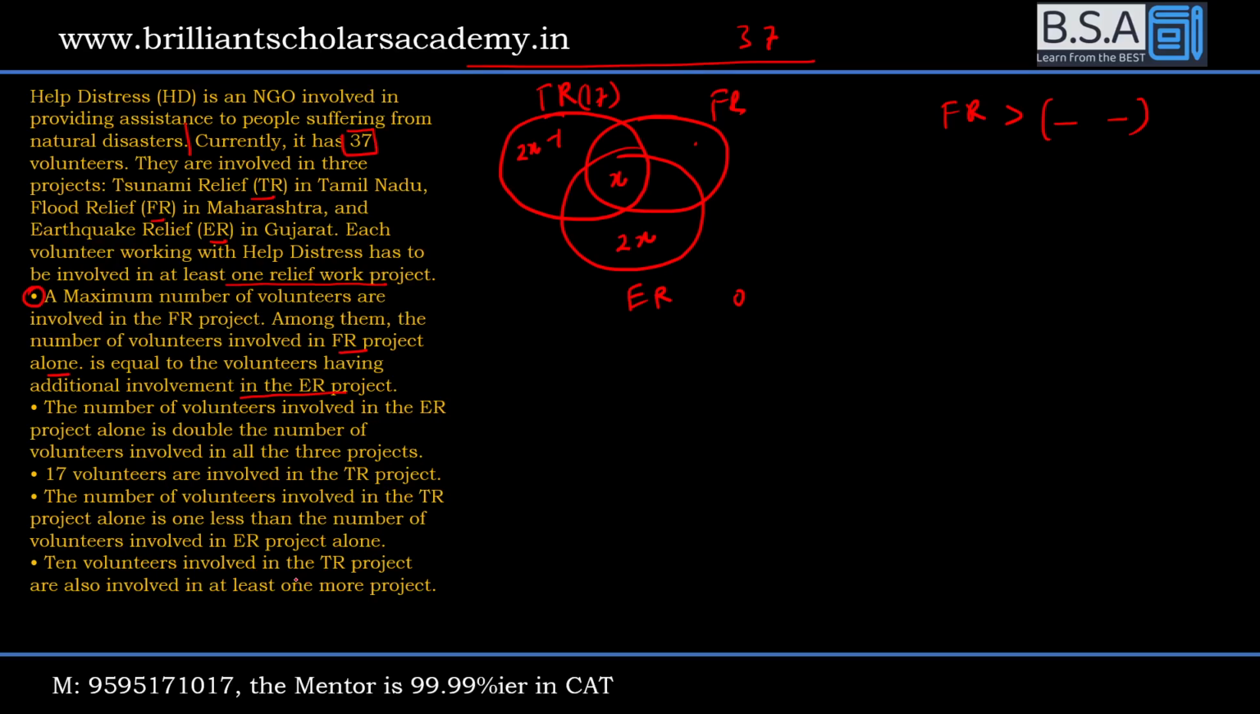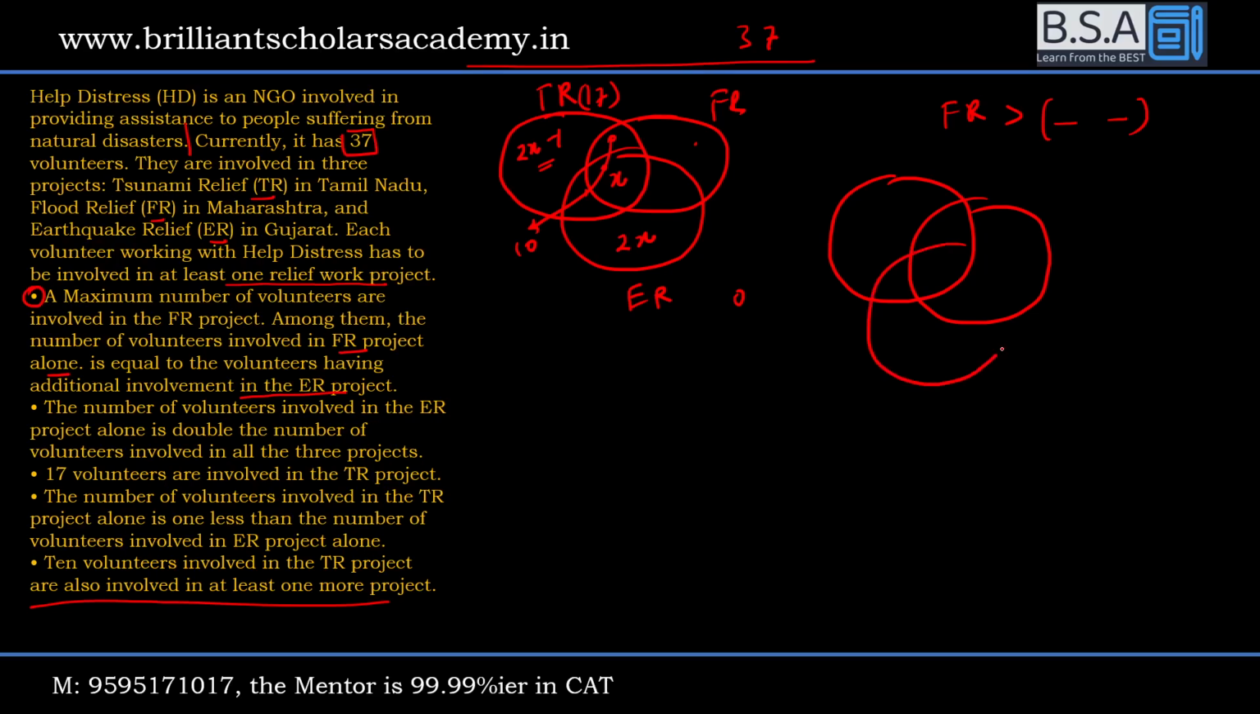10 volunteers involved in TR project are also involved in at least one more project. So these 3 dots are 10. This must be 7. So that gives me X is equal to 4. Identical set of numbers. This is 7, this is 4, this is 8. So these 2 dots must be 6. If this is A, this must be 6 minus A.